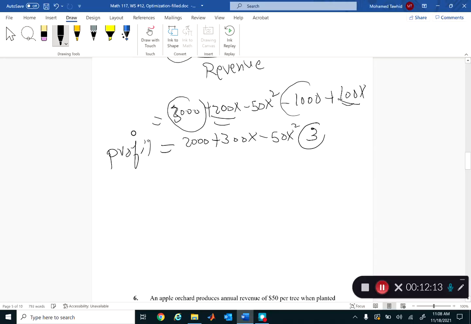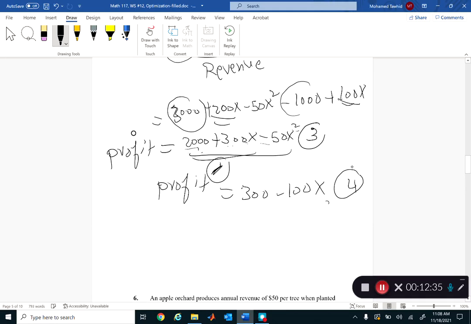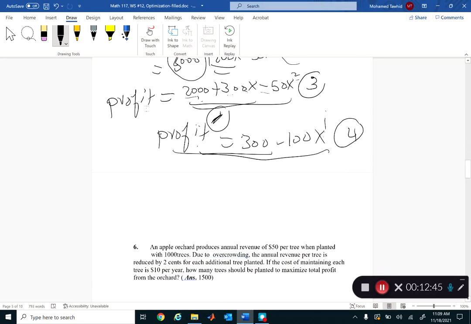I need to get the maximum profit here, guys. For the maximum profit, you take the derivative of the profit and look for the critical points. What is the derivative? Derivative of 2,000 is 0. 300x gives 300. Minus 50x squared gives minus 100x. I give this equation number 4. Is that clear? The derivative exists for any real number x, because it's a polynomial of degree 1. So I don't have a singular point.